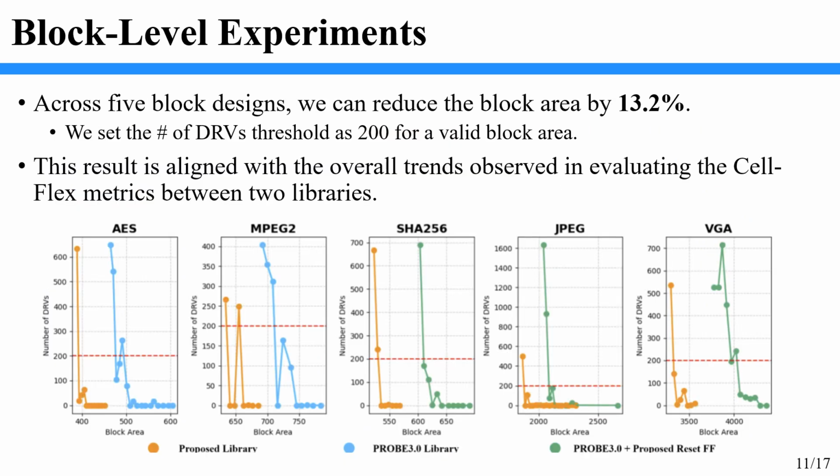So, using our proposed library and the Probe library, we implemented experiments to determine the smallest possible block area for 5 different RTL cases. We keep DRVs below 200 while implementing the block experiments. The overall block area reduction achieved was 13.2%, aligning with the improvements observed in the self-flex metrics in the previous table.